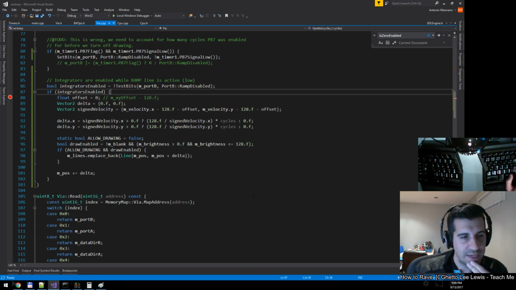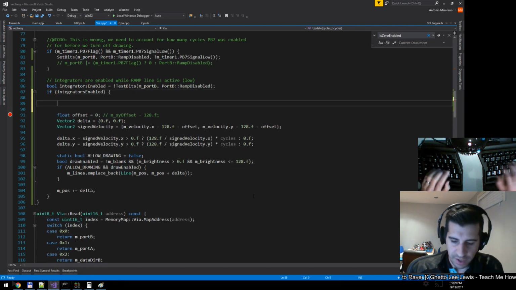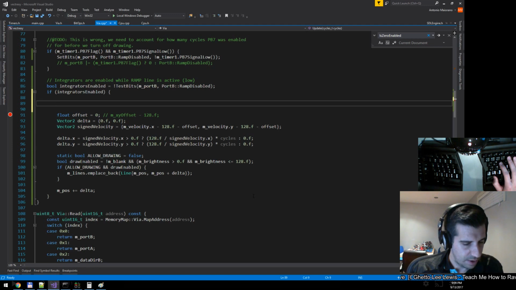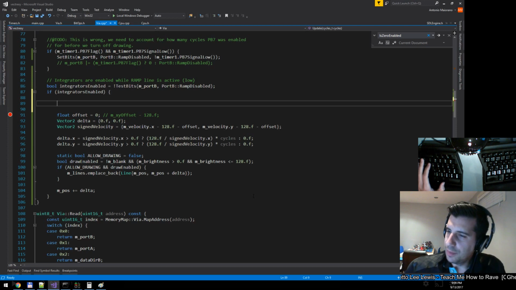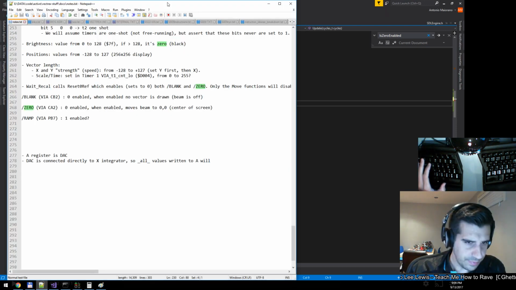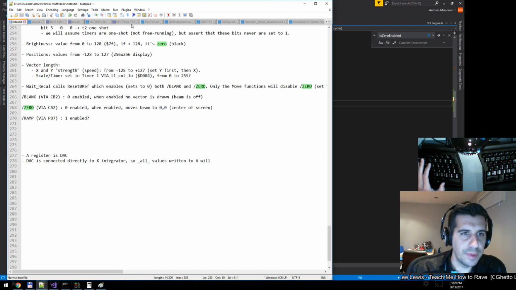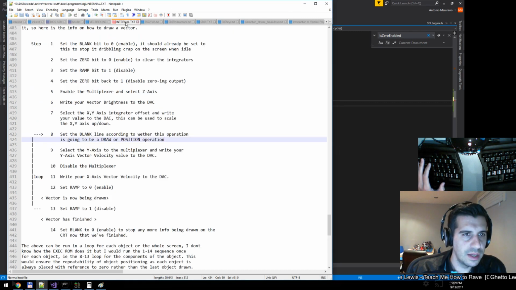What I can do as a temporary hack is to go something like this. If integrators are enabled, because I think you need to do both, right? You need to, I was gonna say you need to have the integrators enabled and the zeroing enabled, but actually I'm not sure if that's true. Let me check. This information, I have it in here, I think, in the famous internal.txt.